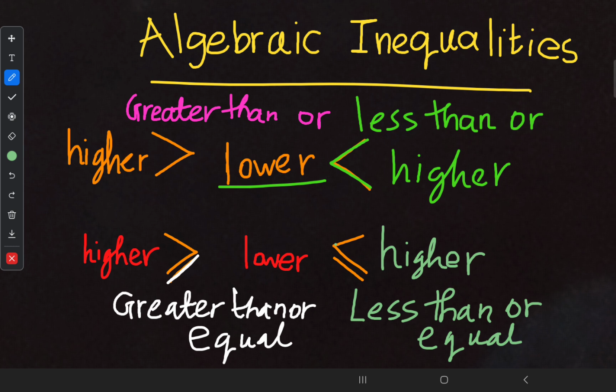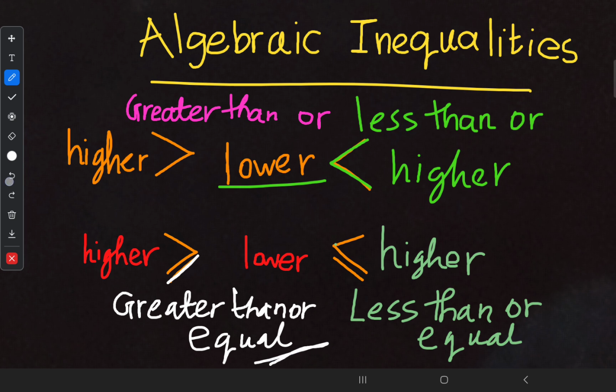You are familiar with these inequalities now, but this explanation is because some students get confused. They have some confusion while dealing with this equal mark. Why are we putting another line here? The reason for that line is that it means equal.